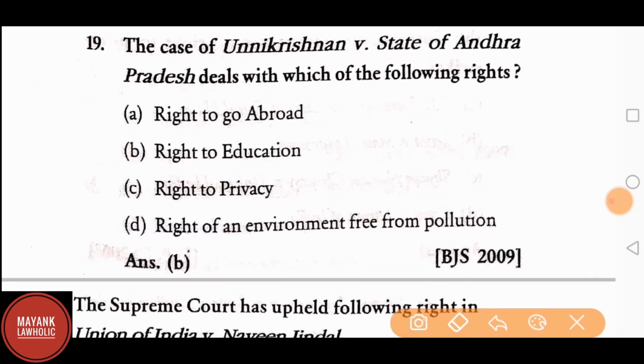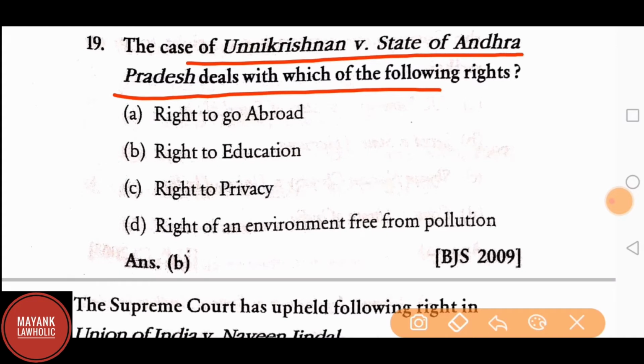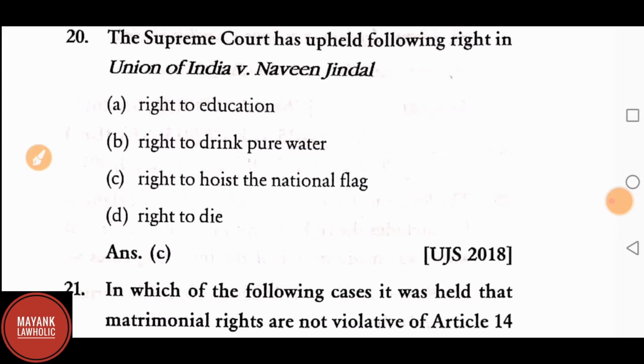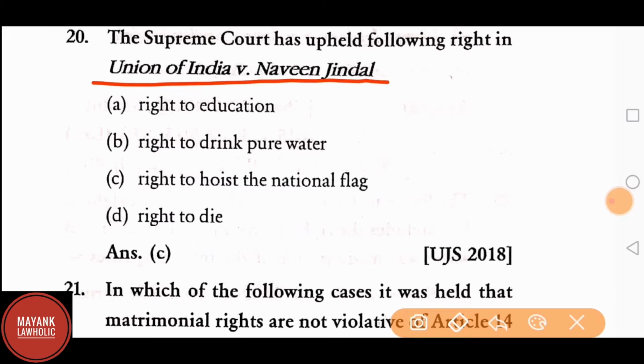Question number 19. The case of Unnikrishnan versus State of Andhra Pradesh deals with which of the following rights? A. Right to go abroad. B. Right to education. C. Right to privacy. D. Right to an environment free from pollution. The answer is B. Right to education. Question number 20. The Supreme Court has upheld the following right in Union of India versus Naveen Jindal. The answer is right to hoist the national flag.